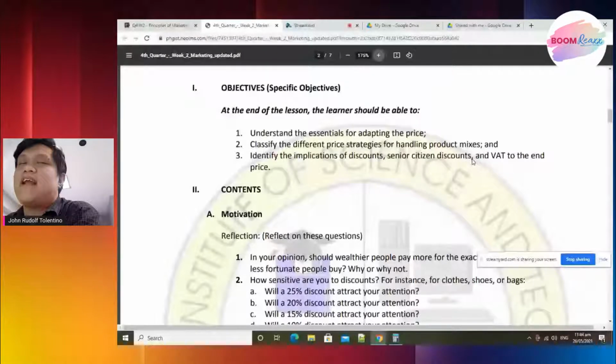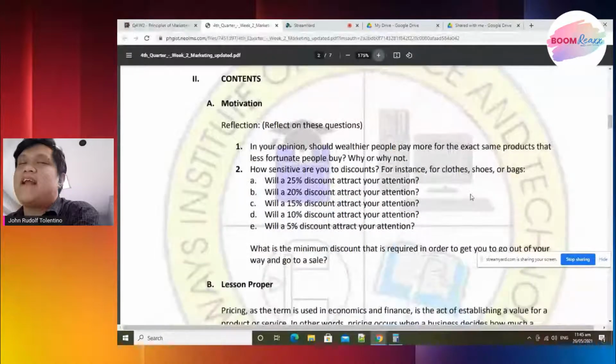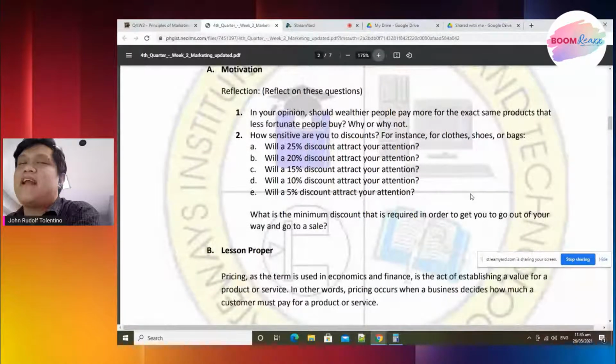Okay, after adapting the price. So, noong una, nakita natin yung price range, yung mga karapat-dapat i-consider in terms of the price. So ngayon, ito na tayo sa tinatawag nating mga discounts. Okay, so in your opinion, should wealthier people pay more for the exact same product that the less fortunate people buy? Why or why not? May questions pa na kailangan nyo sagutin, di ba? So how sensitive are you to discounts? For instance, for clothes, shoes, and bags, we'll have 20% discount.